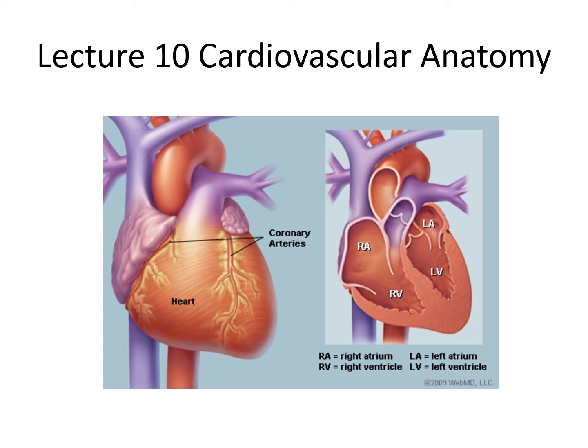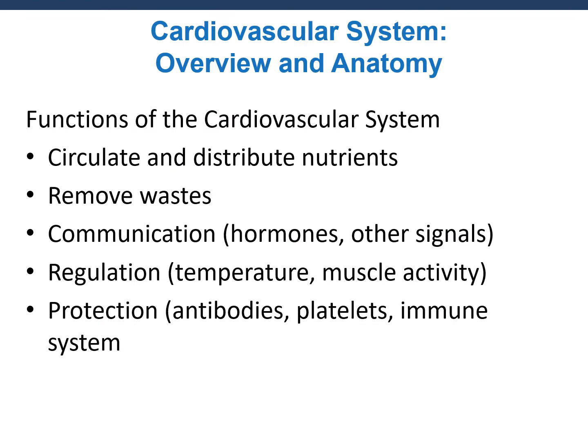This is lecture 10 for Biology 178, covering the cardiovascular system anatomy. So we started already with blood and we talked about the general functions of blood. Remember that the cardiovascular system consists of blood, the fluid transport system, a pump, which is the heart, and then of course the blood vessels within which the blood travels throughout the body.